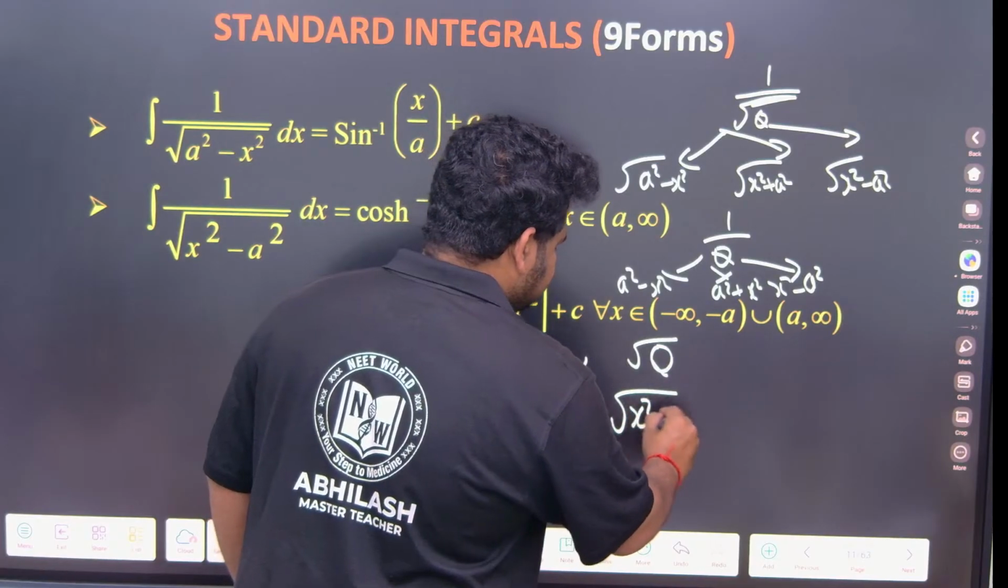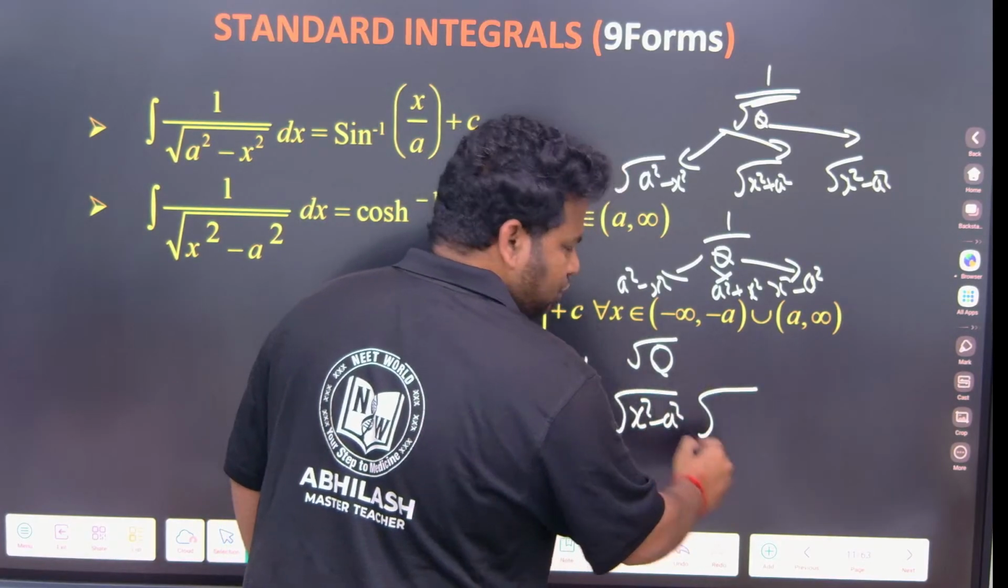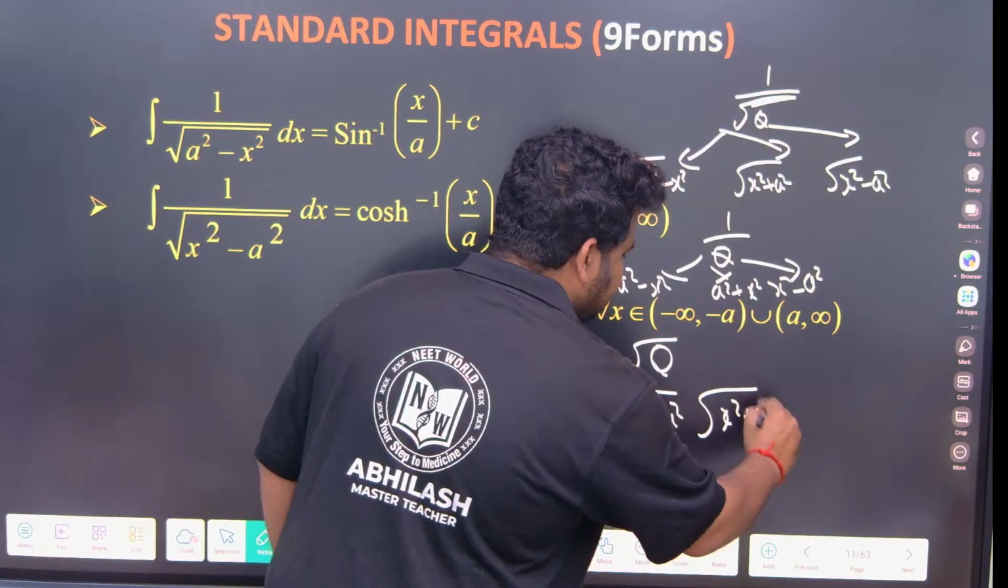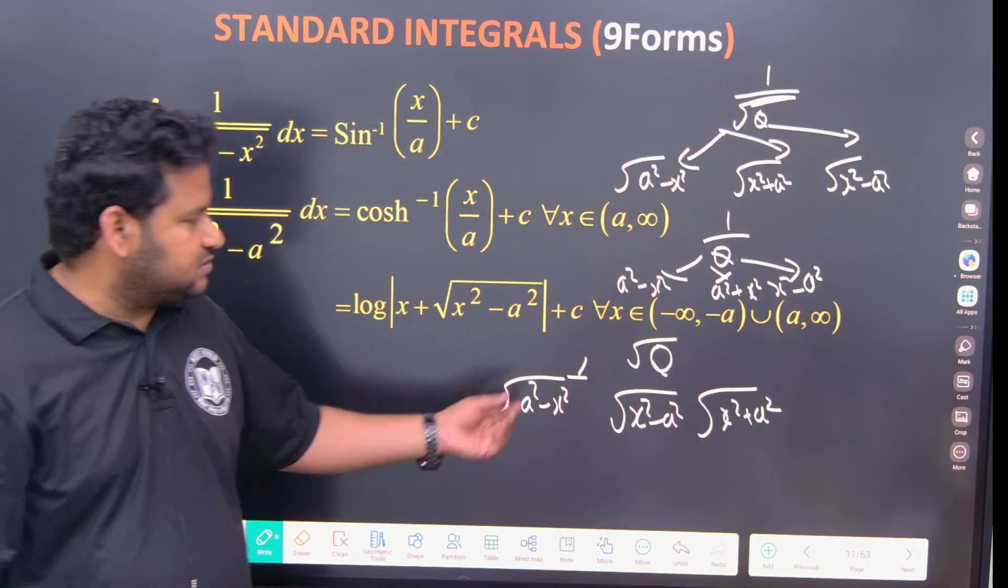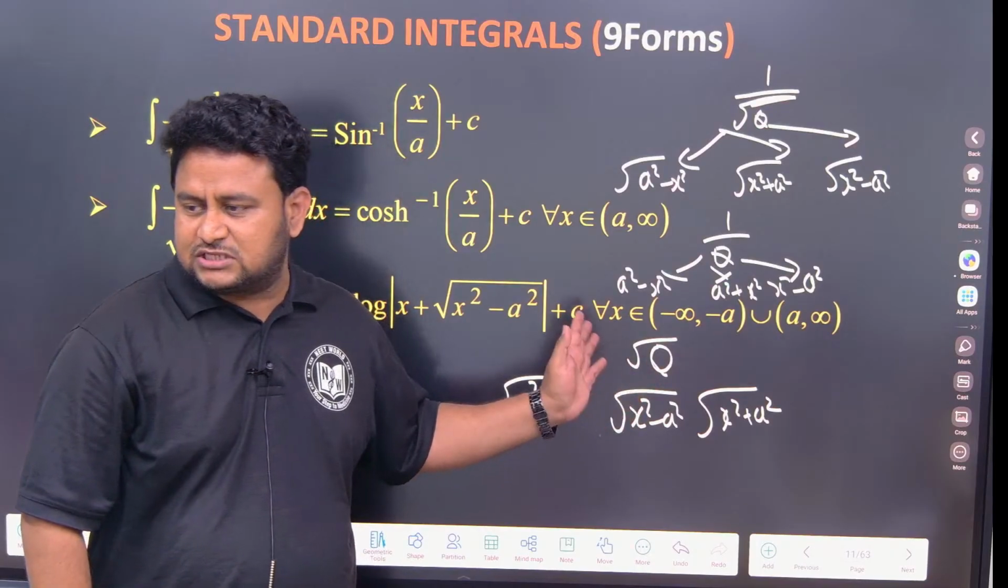x square minus a square in the numerator. What is the square root of x square plus a square within the square root? These are the 3 possibilities when it comes to the numerator along with the square root.